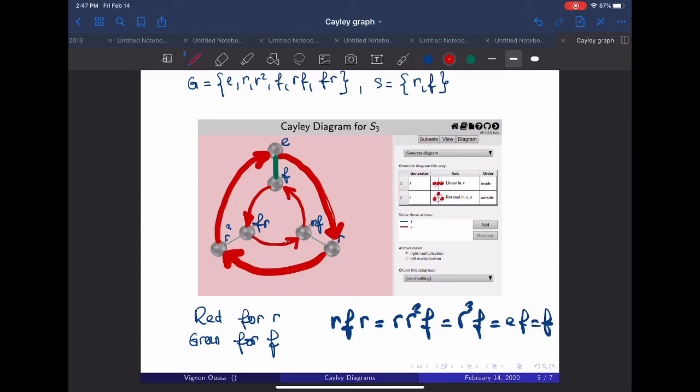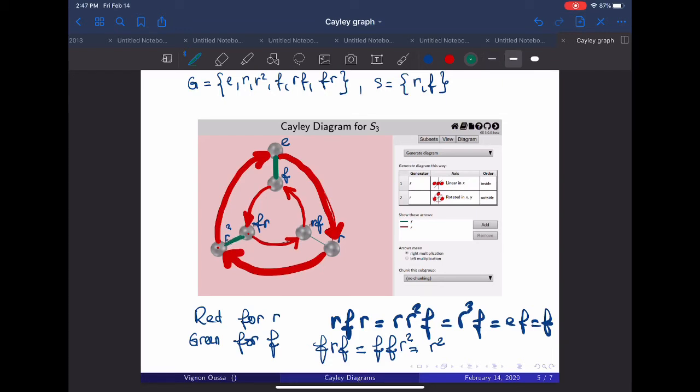Now, to join these two nodes, I'll multiply, let's see here. So we take F and we multiply it. If we take FR and we multiply by F, what we'll get is FR square, but FF is E, so that'll be R square. So we get this here.